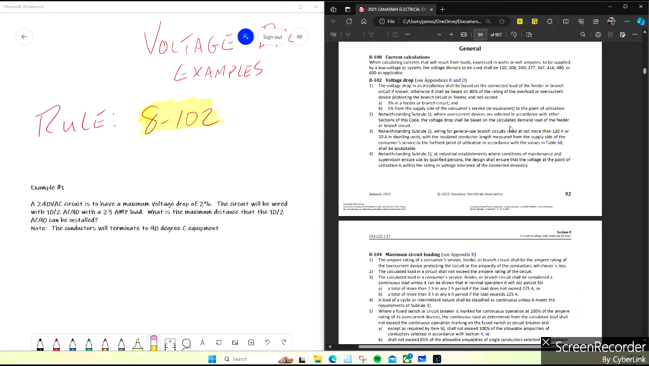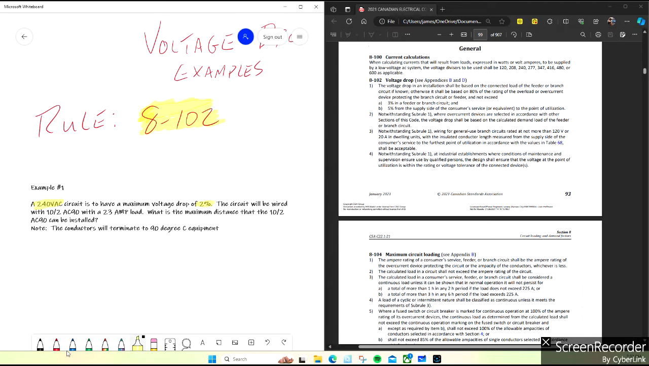Okay, get my pen going here. Example 1. It's always good to pick out some key information in your questions, so I'll highlight what's important. We have a 240 volt circuit that has a maximum voltage drop of 2%. In this one, I am specifying that you're only allowed a 2% max drop. We're allowed 3% if it's not stated.